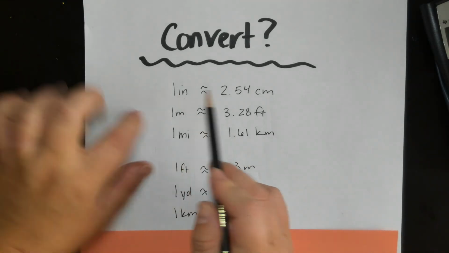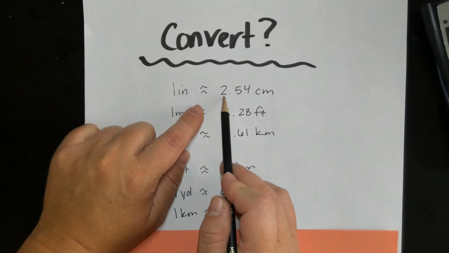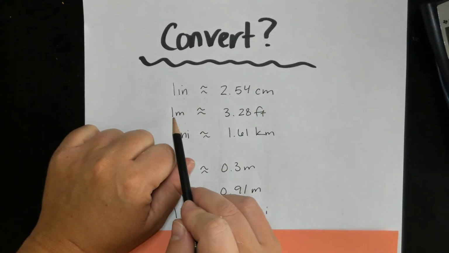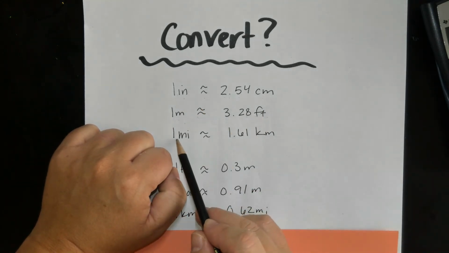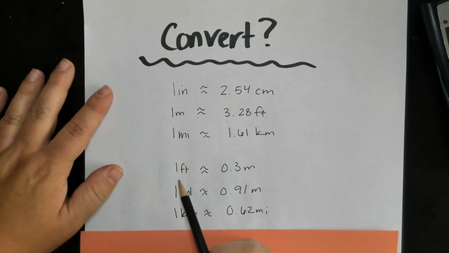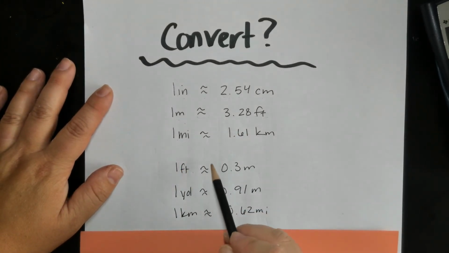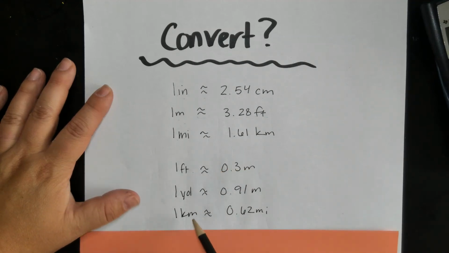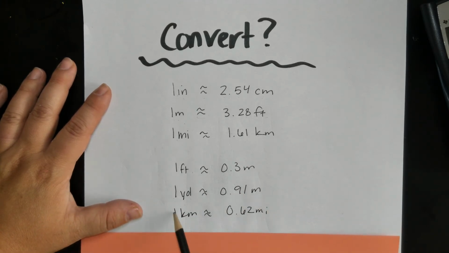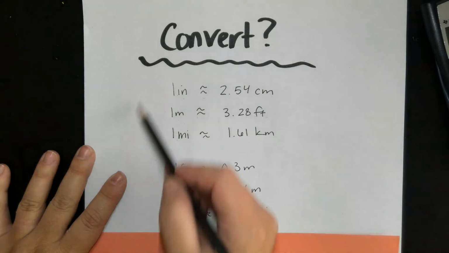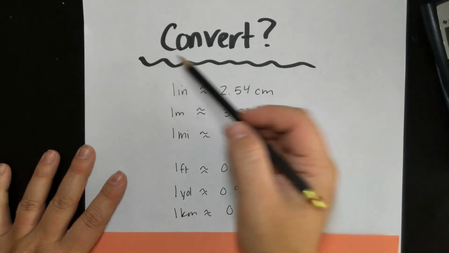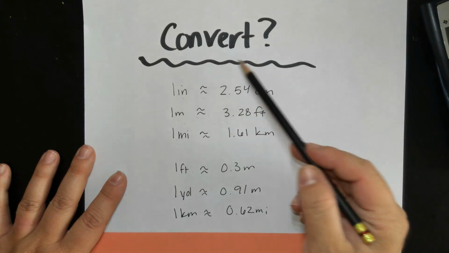Take a look. 1 inch is approximately 2.54 centimeters. 1 meter is approximately 3.28 feet. 1 mile is 1.61 kilometers. 1 foot is approximately 0.3 meters. 1 yard is approximately 0.91 meters. 1 kilometer is approximately 0.62 miles.